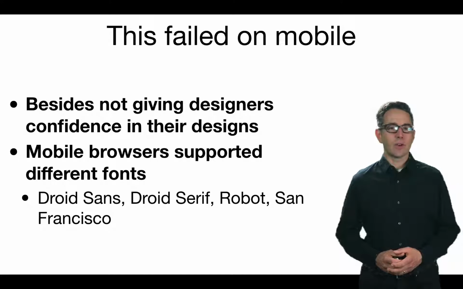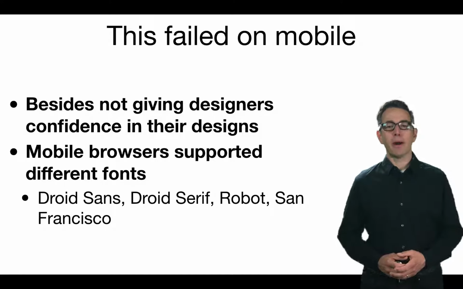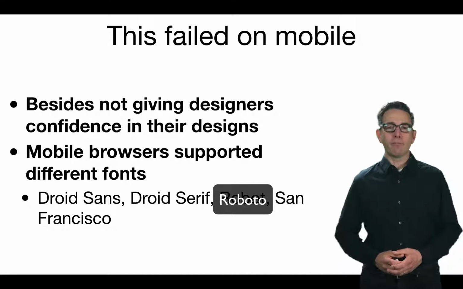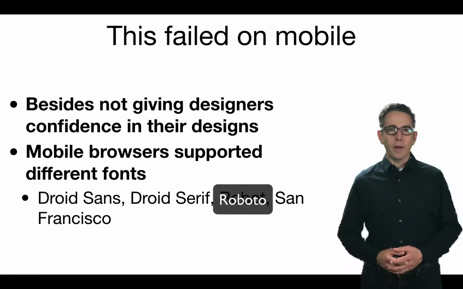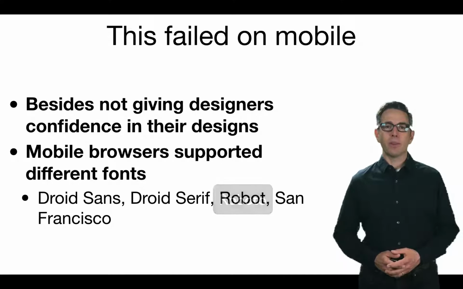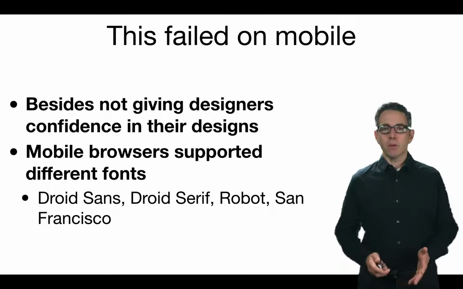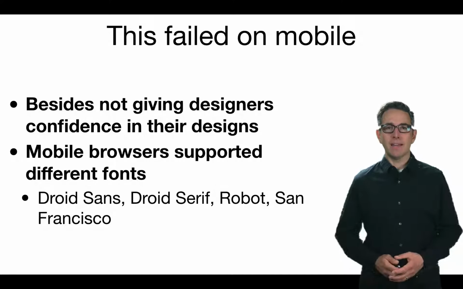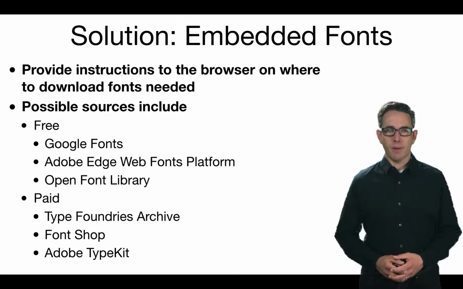Droid Sans and Droid Serif and Roboto, that should be Roboto, not robot, on the Android platform, and more recently the San Francisco font on the iPhone platform. All of these fonts weren't what designers were expecting when they first made their websites. So again, just another complexity in the then current situation of the font environment.